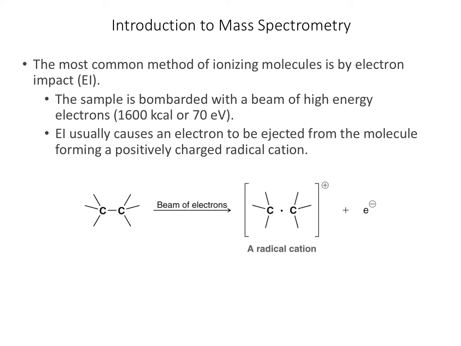So the most common method for ionizing molecules is by electron impact. Basically, we take a high energy beam of electrons, smash those high energy electrons into our molecule, and then it causes other electrons to be knocked off. And we end up with what's called a radical cation. It's a cation because it's lost an electron, and presumably all of the electrons were paired, so it's a radical because it now has an odd number of electrons. This thing is relatively unstable, and so it's going to fall apart or fragment.